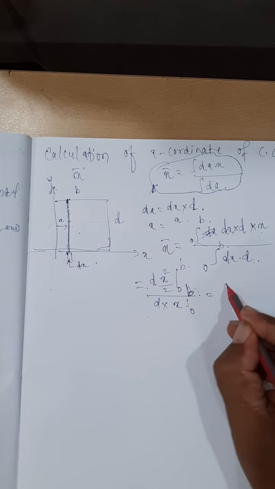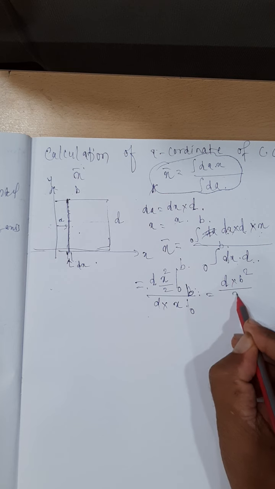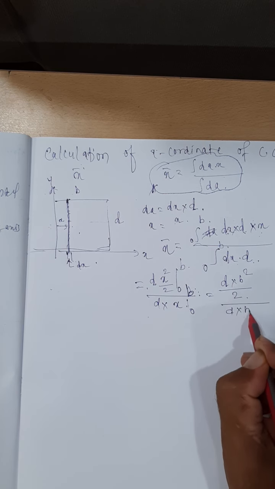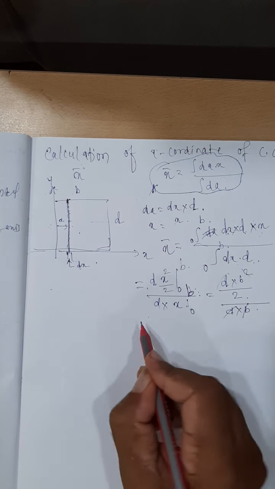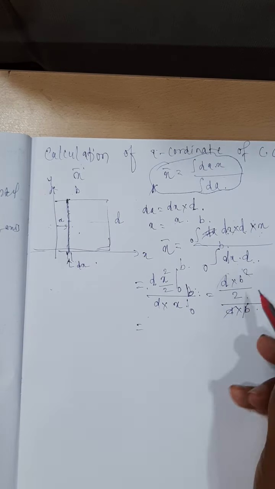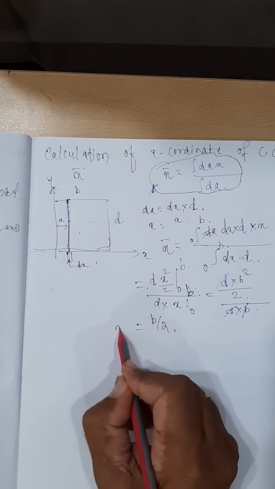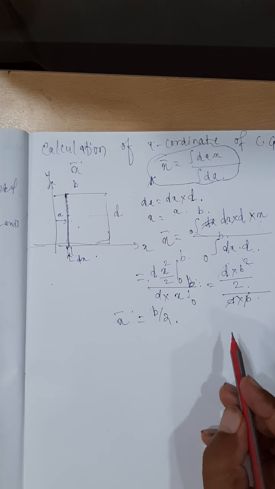That is equal to d into b square divided by 2, divided by d into b. Yes, b cancels, d cancels, hence you get the value b by 2 as the x coordinate of the center of gravity. So friends, at this stage we arrived at an important conclusion.